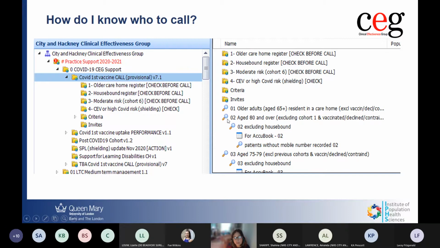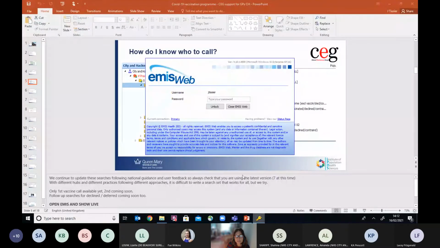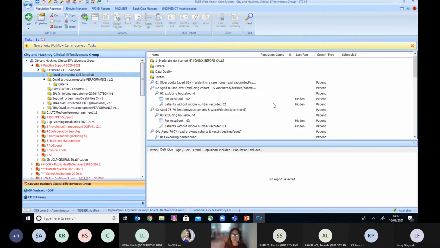Now I'm going to come out of this and I'm going to go into EMIS. I hope it works, and I'm going to show you the searches and the updated searches as well. Okay, let me just log back in. I'm hoping this doesn't take too much time. I don't know if you practices have been finding that there's been a bit of a problem. Oh no, that's quite quick.